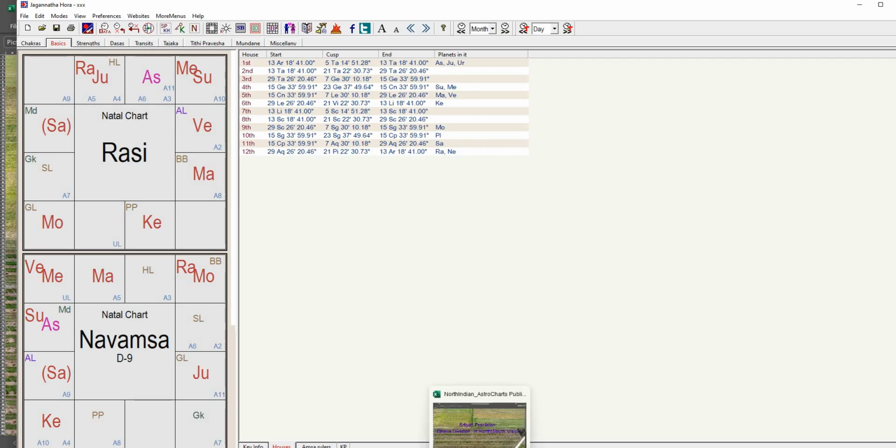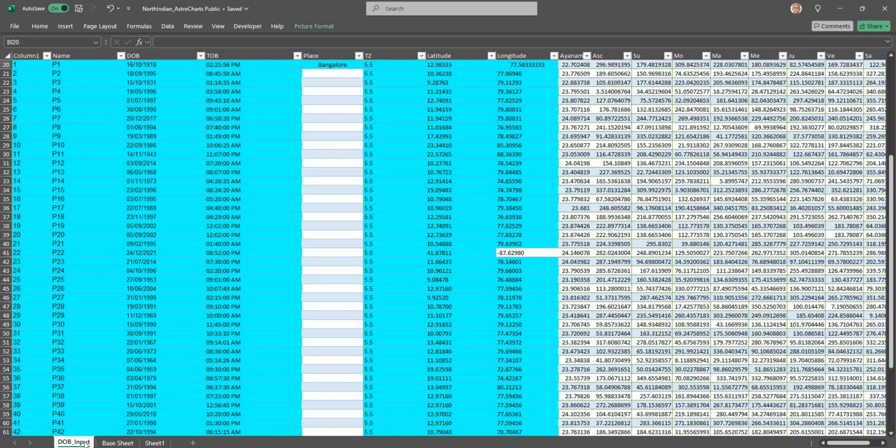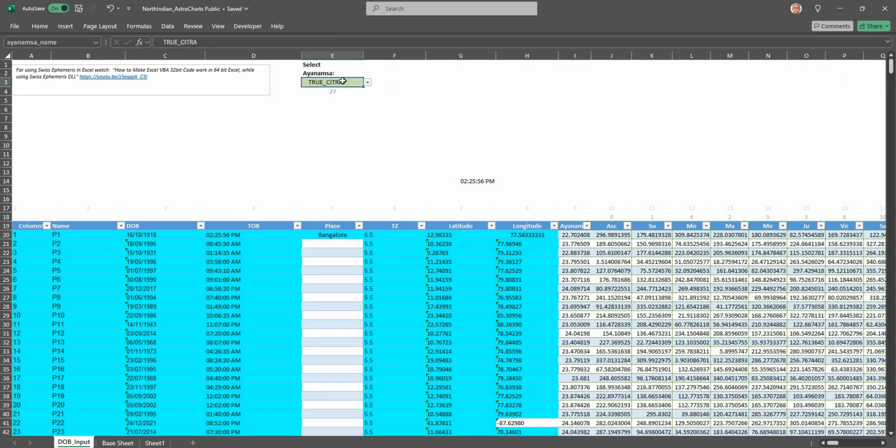Suppose you want it in Excel. I have created a sheet where you have to ensure that you give the same ayanamsa in both systems. You give the name of the person; this column is just a reference column for the names of people and all that. And as usual, you give the latitude and longitude.